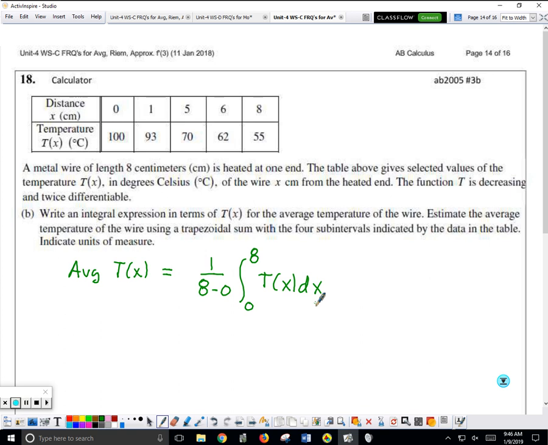You just do it, and then times it all by 1/8. So I would have written 1/8 here, parenthesis. They want me to do a trapezoidal sum with the 4 subintervals. So we got 1, 2, 3, 4. Then I'd say 1/2, 100 plus 93, times 1, like that. Okay, is that what you meant? Yep, 2 points. Anybody else have a question here? Really good question, Brennan.